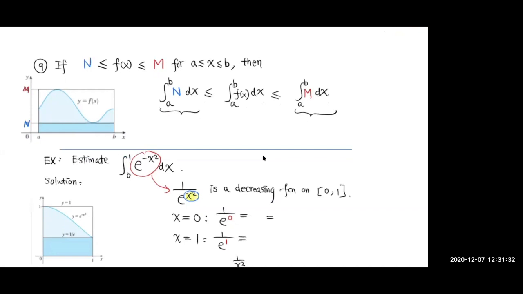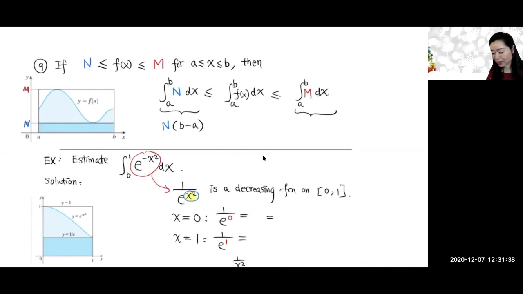n times b minus a. Yeah, n times b minus a. This is a constant times the length of the interval, which is b minus a. So n times b minus a. This one over here, similarly, is m times b minus a. So this integral is going to be greater than or equal to the lower bound times b minus a, and less than or equal to this upper bound times b minus a.